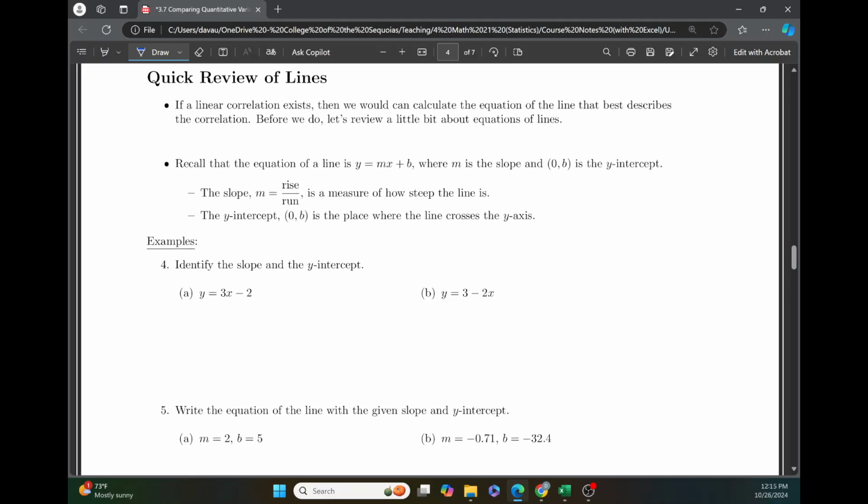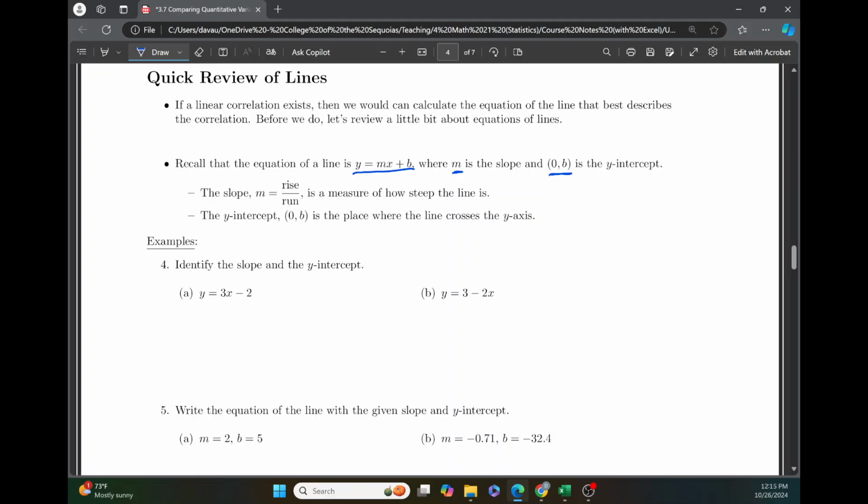Now, if a linear correlation exists, then we can calculate the equation of the line that best describes the correlation. And so I want to take a little bit of time right now just reminding us about how the equations for lines work, okay? So you might recall from your algebra days that the equation of the line is y equals mx plus b, where m is the slope and b is the y-intercept.